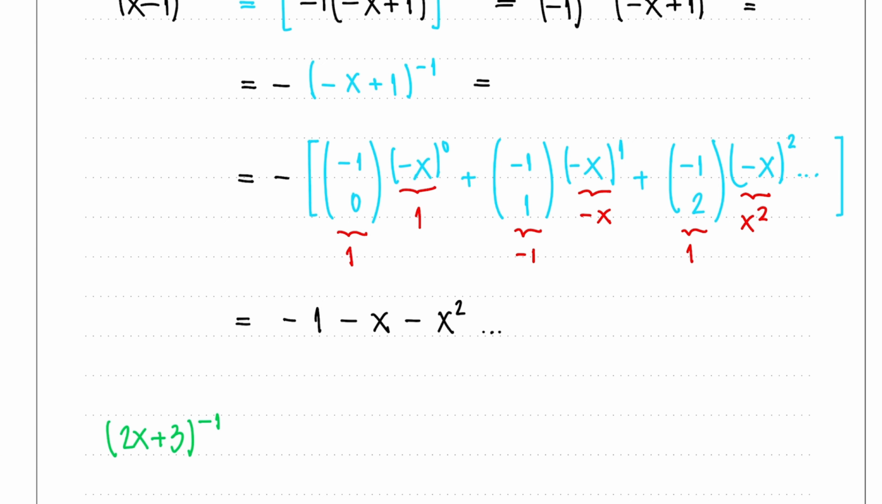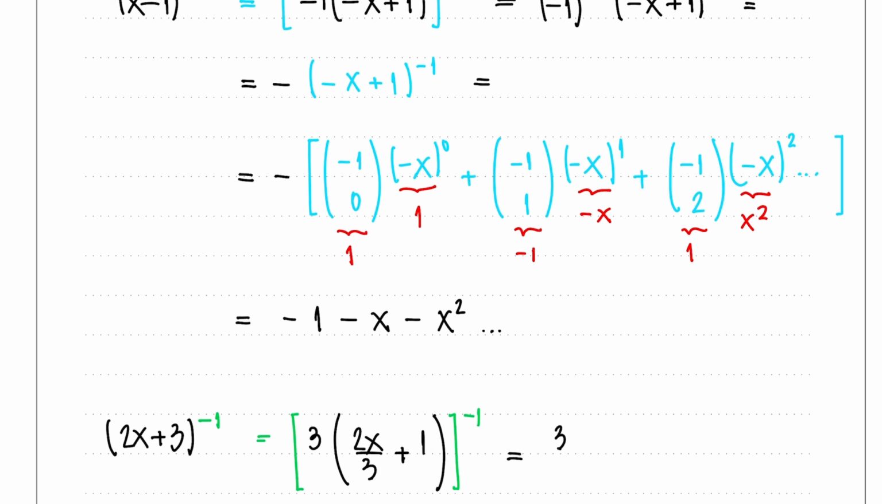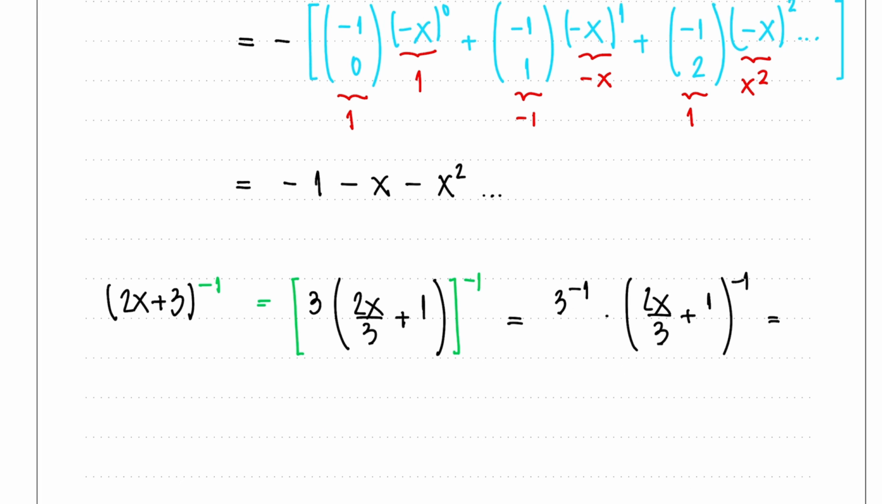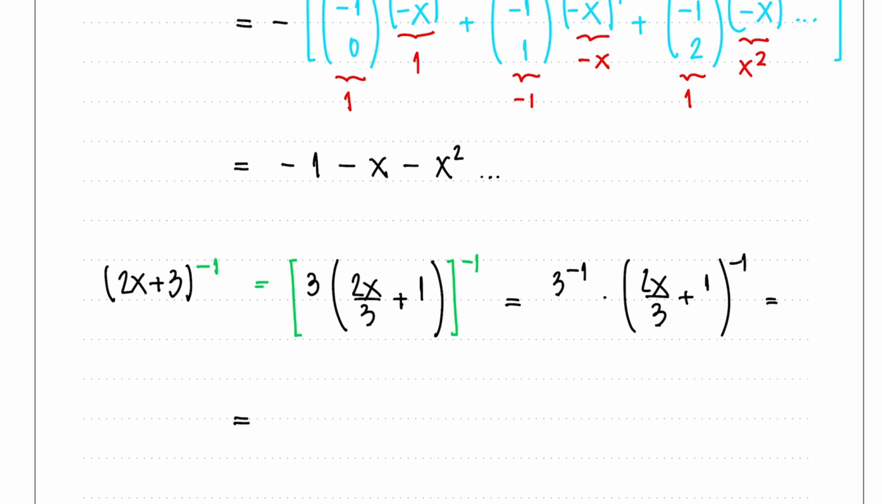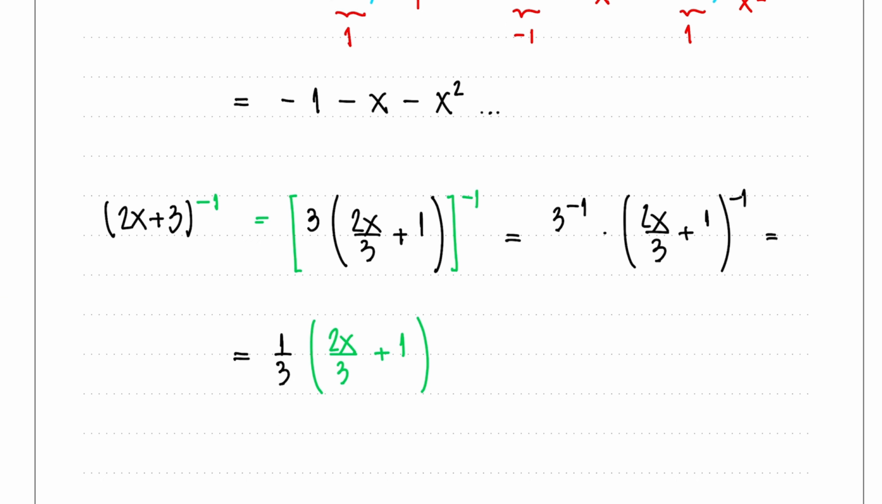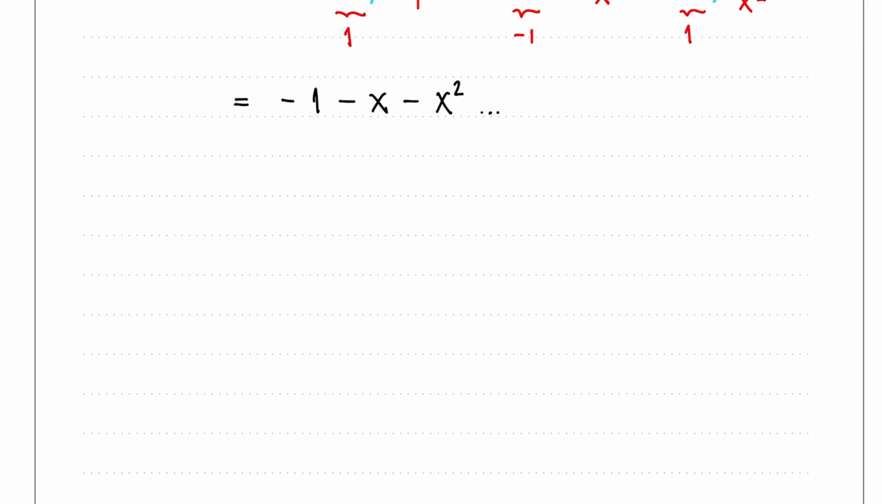Now let's do the same thing with 2x plus 3 to the negative 1. Again, we need to make sure that this 3 is not actually a 3, it's a 1, so we're going to factor out a 3. So we have 3 times 2x over 3 plus 1, everything to the power of negative 1, which means that we have 3 to the negative 1, times 2x over 3 plus 1, also to the negative 1. Therefore, 1 over 3, and then we're going to expand this binomial right here, 2x over 3 plus 1 to the power of negative 1.